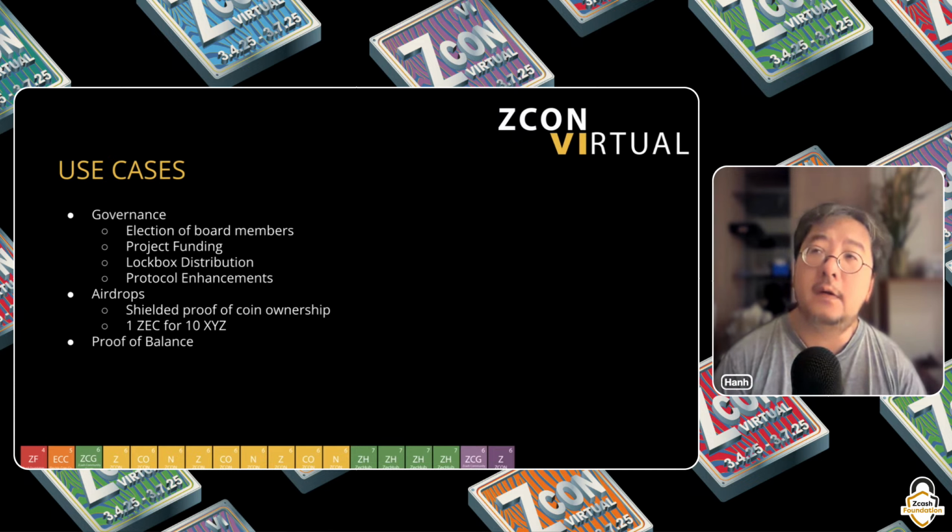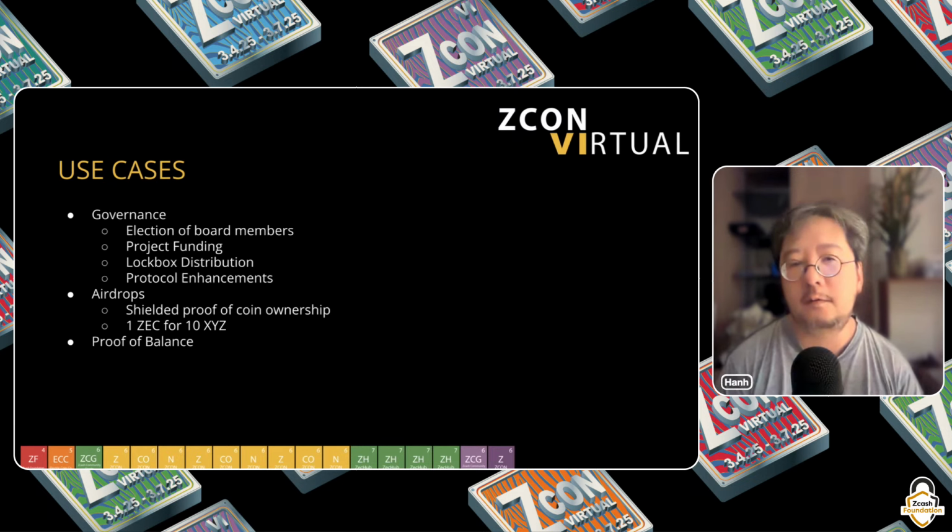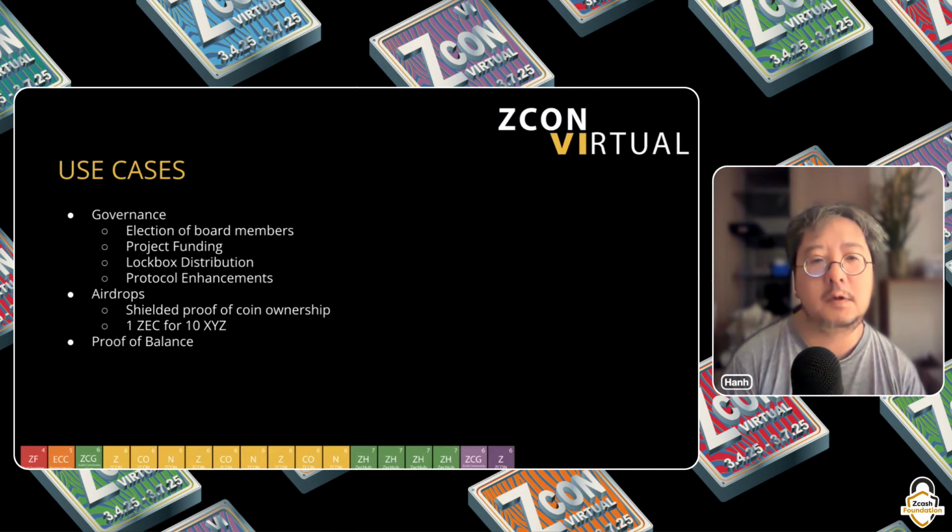And other things that you could do with that, choose which projects you want to fund. So there are many things that you can do. I have listed them here: project funding, lockbox distribution, and choosing priorities between different protocol enhancements. If you're short on time and short on resources, and you need to prioritize any effort, you could ask the coin holders to choose between different options.